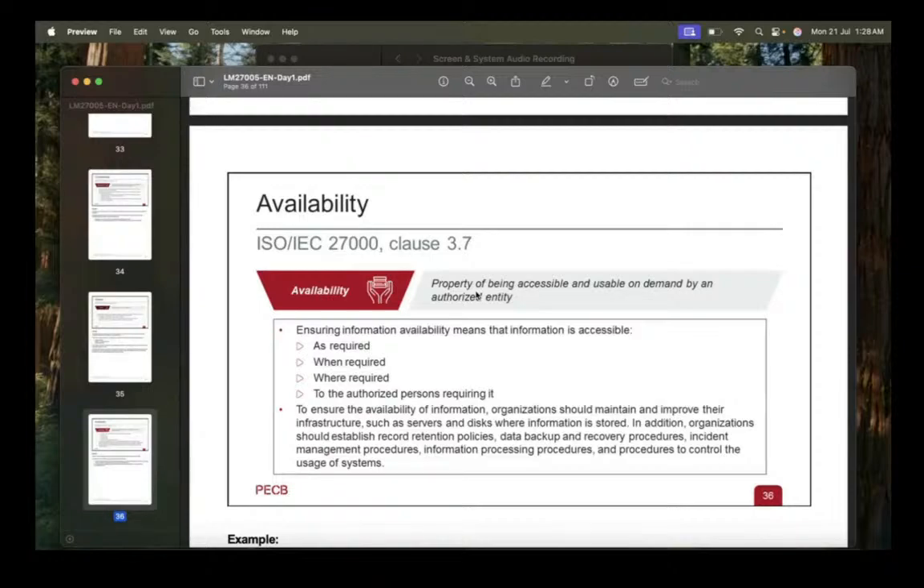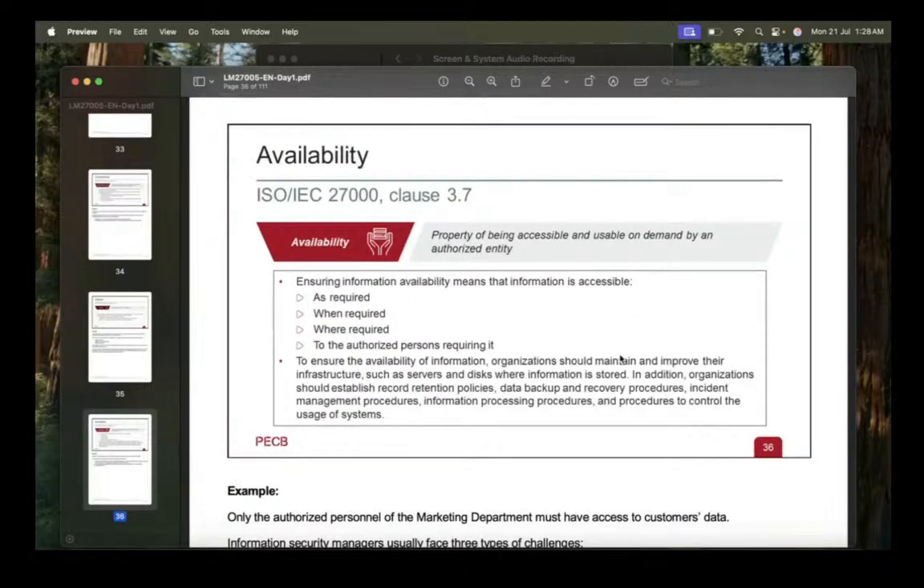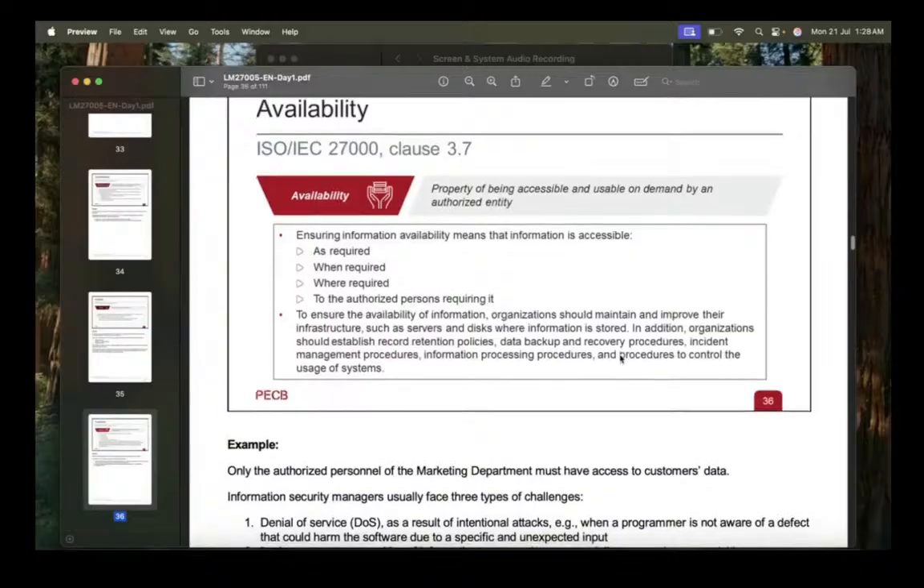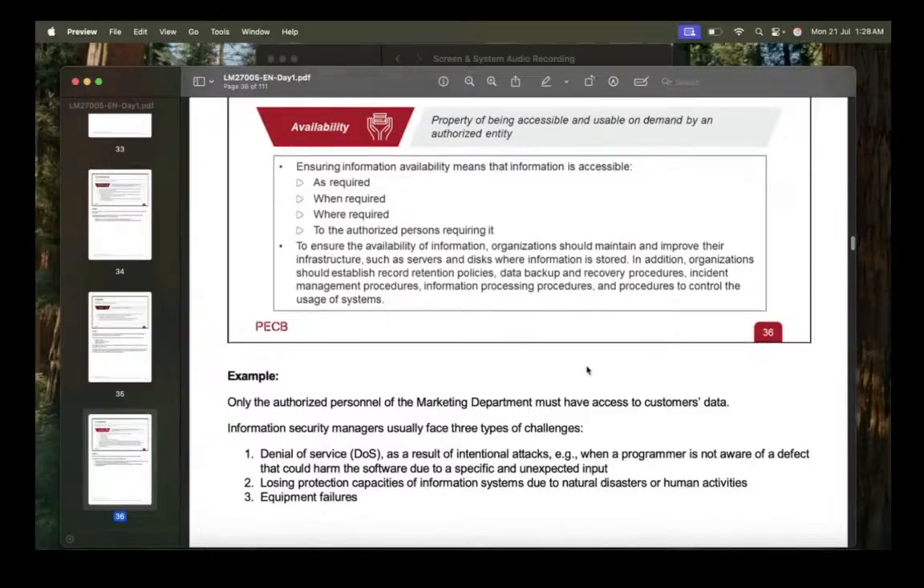What organizations can do. So this is where it helps us being a risk manager. This is where we can give consultation to the organization on what they can do. They can have retention policies, data backup, recovery procedures, in order to have that availability. Since we understand the other two factors with the help of examples, this one is also an interesting one.